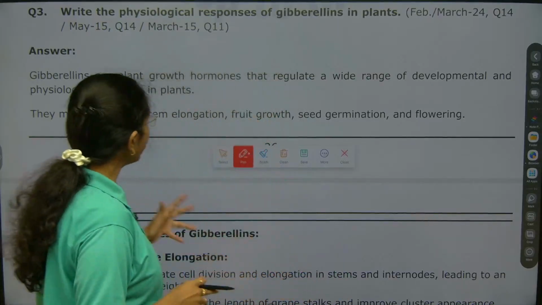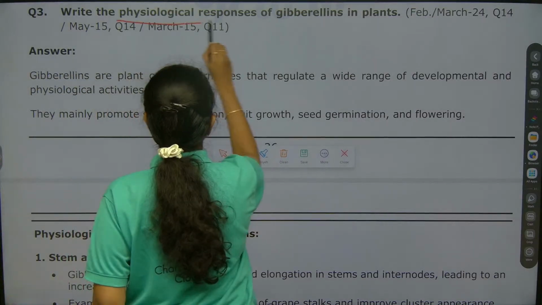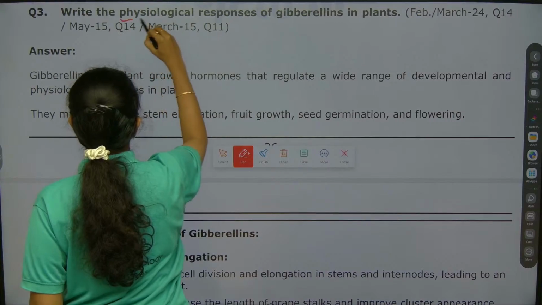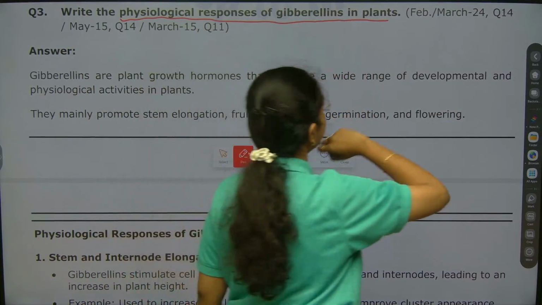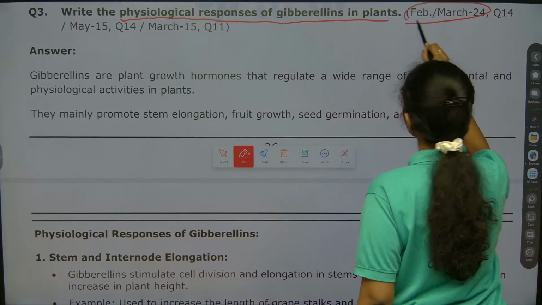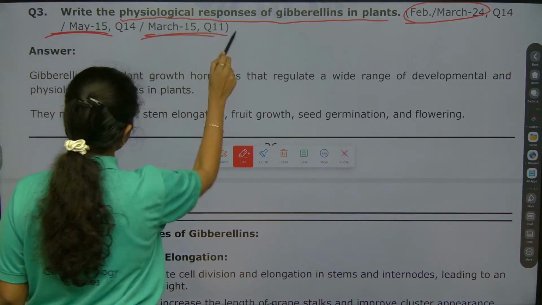Okay, so here we go with this. Write the physiological responses of gibberellins in plants. What are the physiological responses of gibberellins in plants, which appeared in Feb or March 2024, May 2015 and March 2015.